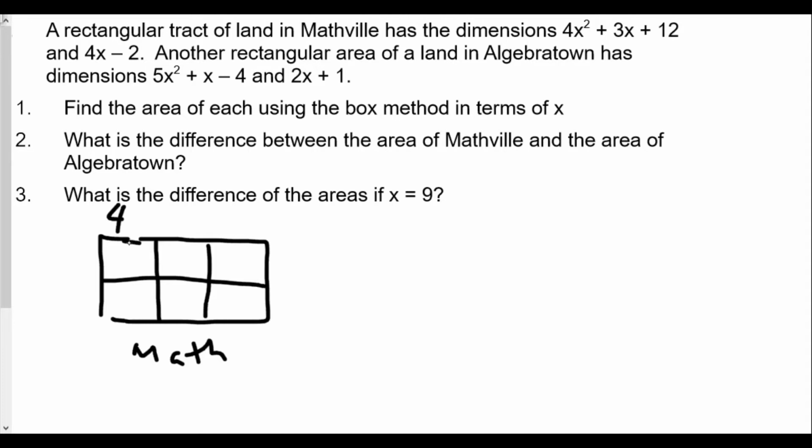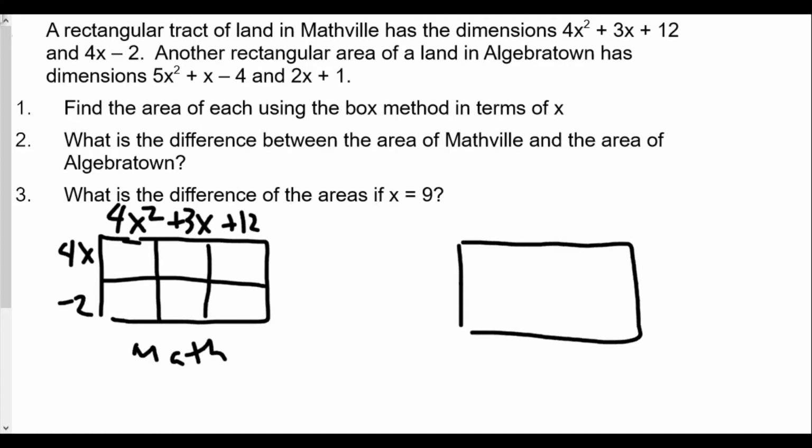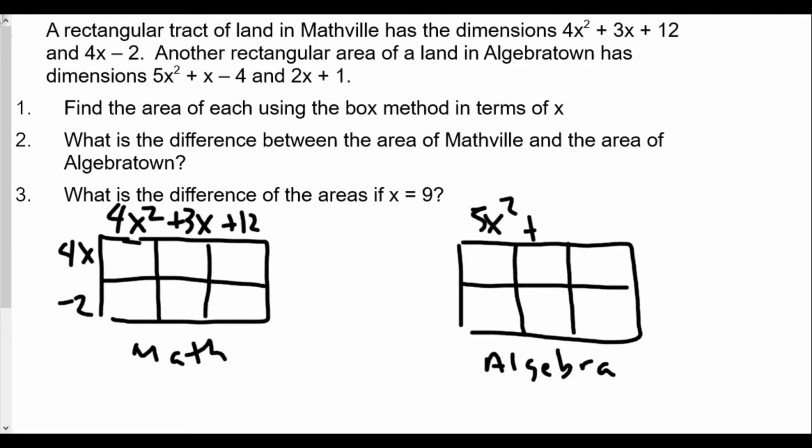It'd be 4x squared plus 3x plus 12, which is really important for us when we do the box method: to make sure you put in the correct information. Otherwise, that'll be not so good. So now for the second box, for the area we're dealing with, it'll be for Algebra Town. And here, that'll be 5x squared plus x minus 4 times 2x plus 1.